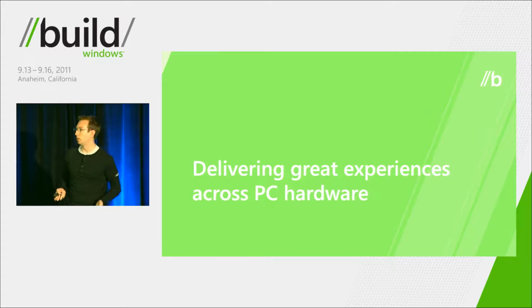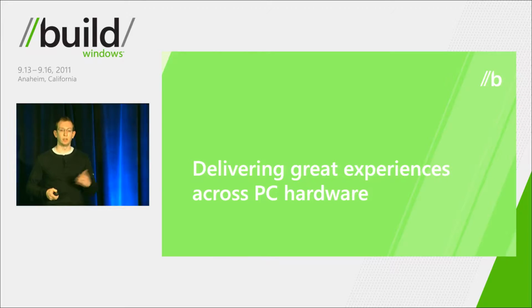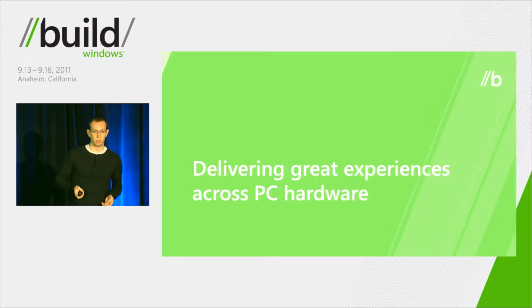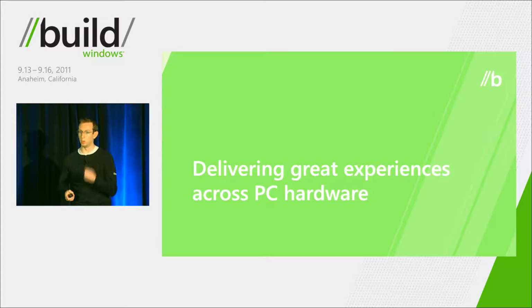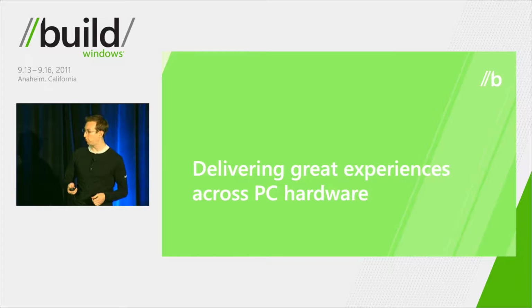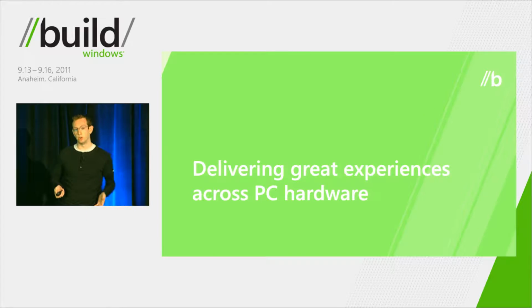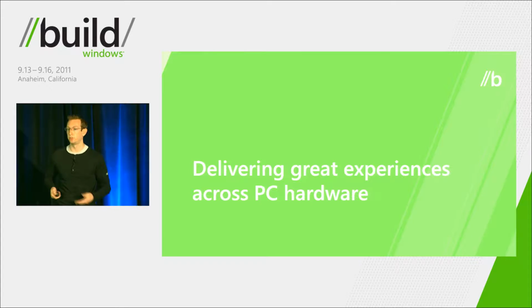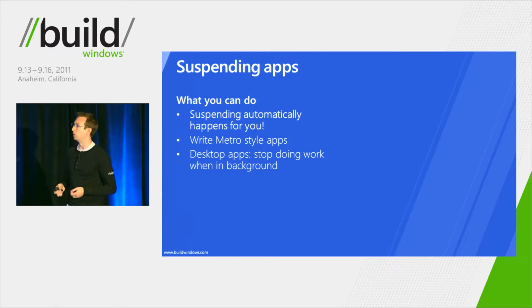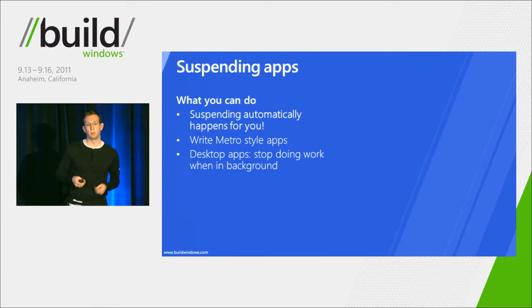People don't want to see, I have great battery life today, I can get all the work done I want in a day, and then the next day my battery dies halfway through the day. People want to see consistency of great performance and consistency of great battery life. So what we started with is looking across the board at what can be done to make sure that they get that consistency across the set of resources that comprise the hardware system and the user experience. So let's start with suspending apps.